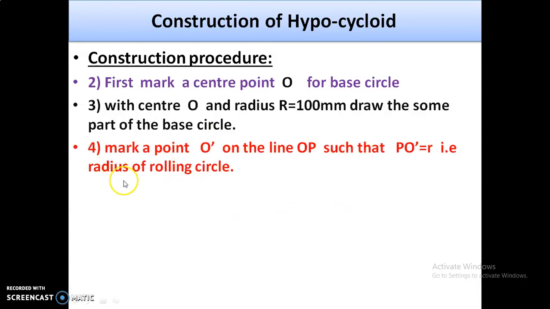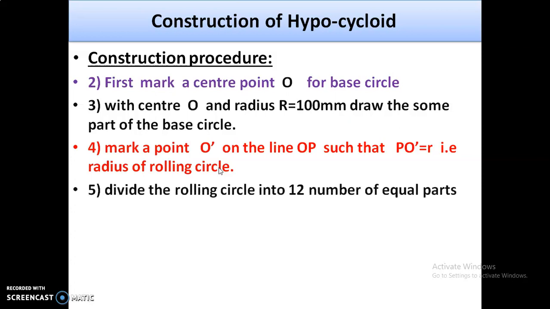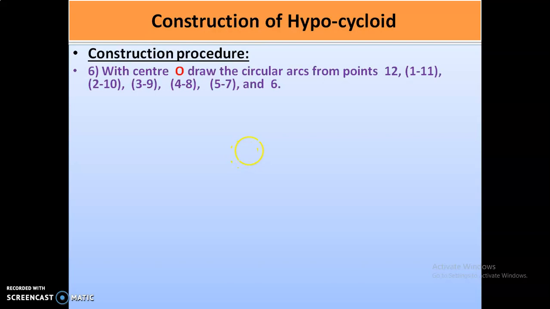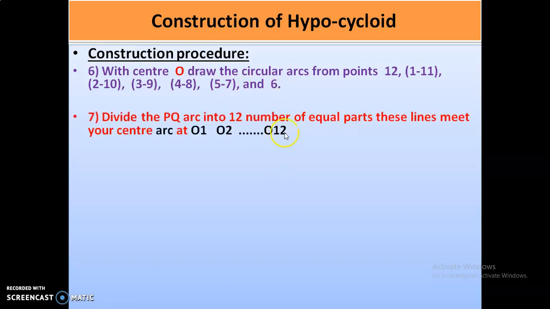where small r is equal to the rolling circle radius. Divide the rolling circle into 12 equal parts. With center O, draw the circular arcs from the points 12, 1-11, 2-10, 3-9, 4-8, 5-7 and 6. Divide the PQ arc into 12 equal parts. So these lines will meet your center arc at O1, O2 and so on up to O12.